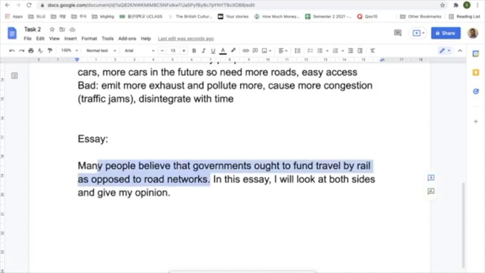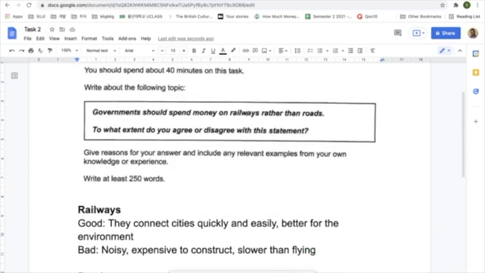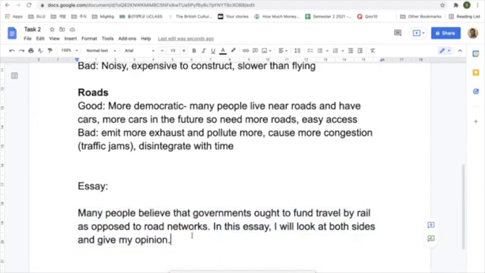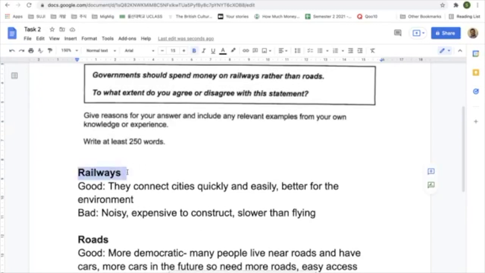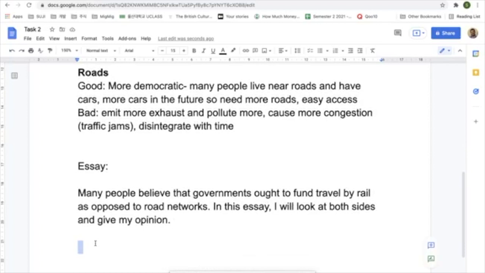Okay, so what have I done? One more time, let's recap. This first line is essentially paraphrasing this first line here. And then I just put a little marking sentence like this so I can carry on with my essay. Okay. So let's start with railways. Let's start our first paragraph, which is about railways. Okay. So railways, firstly, railways are good because, what should we put?